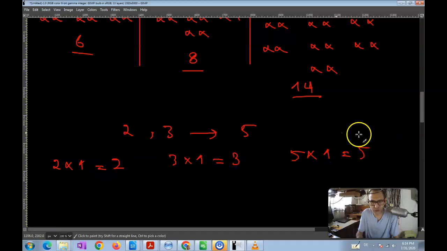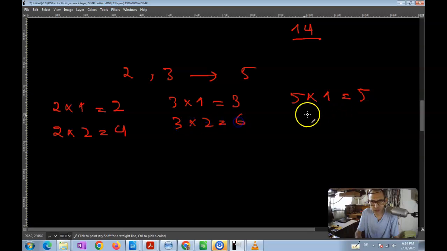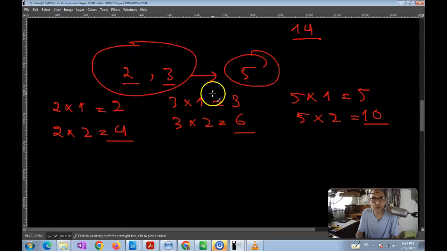So 2 plus 3 is equal to 5. Or for example, 2 times 2 is equal to 4, 3 times 2 is equal to 6, and 5 times 2 is equal to 10, which means that 4 plus 6 is equal to 10. So this relationship exists among all the tables, as long as the sum of these two numbers is equal to this number that you want to create over here, right?